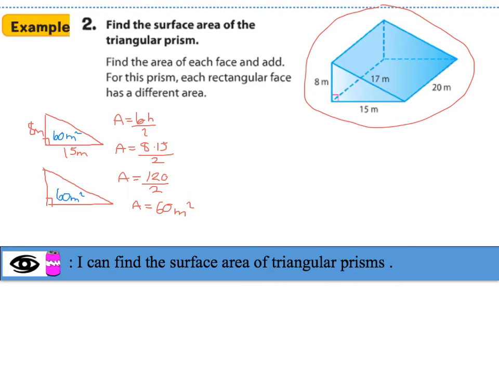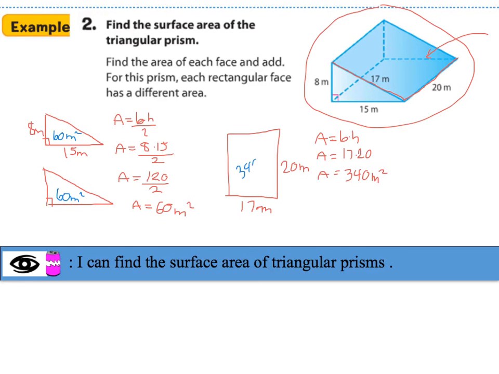The next part of the net I'm going to draw is the top surface. I know it's going to be a rectangle, and I know that one length of it is 17 meters, and the other length of it is 20 meters. So let's find the area of that. Area is equal to base times height. So the base would be 17 and the height would be 20. When I do the math, I get 340 meters squared. So 340 meters squared is the area of the top portion.